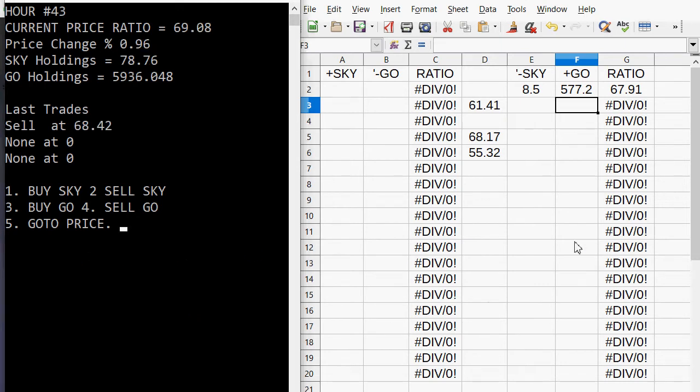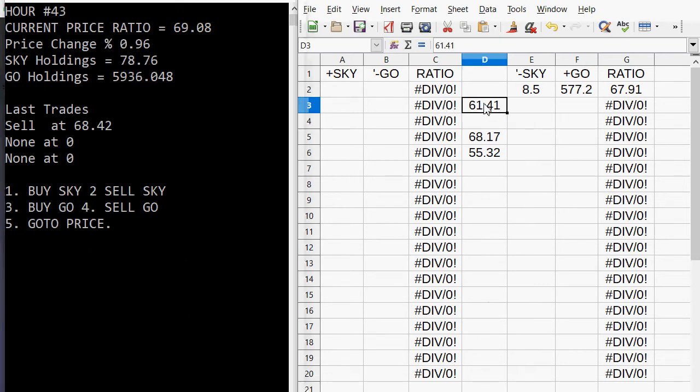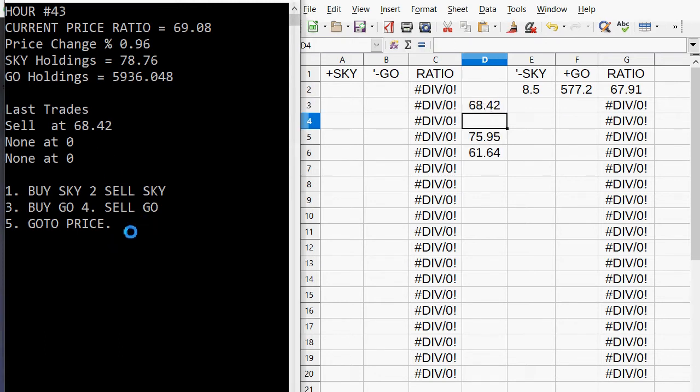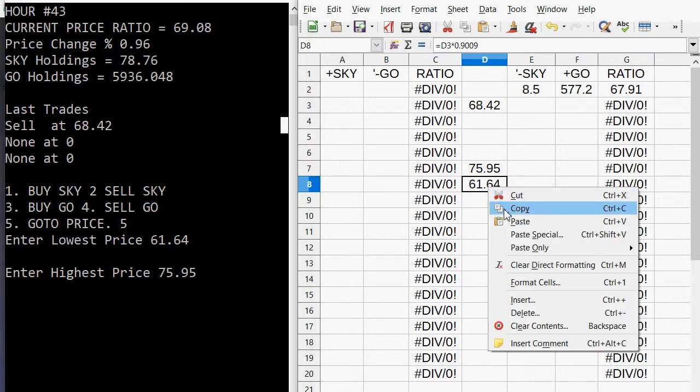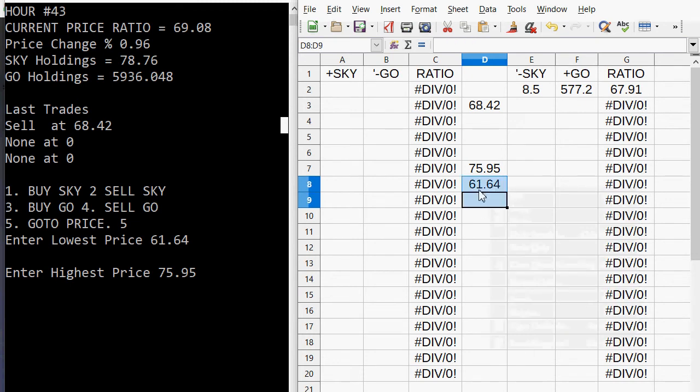The next hour is like a 1% move, so that's not going to be the case. I'll put in the 68.42 here, go to the next price, see how long it takes. Lowest price is 61.64. I'm going to change that as well because I find that a bit annoying for me. I want the lowest price on the low end. So what I'm going to do is just go like this, and like that, and like that.